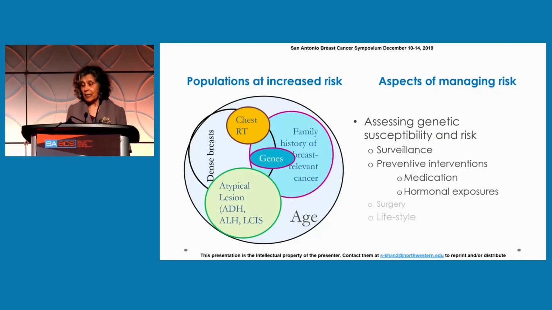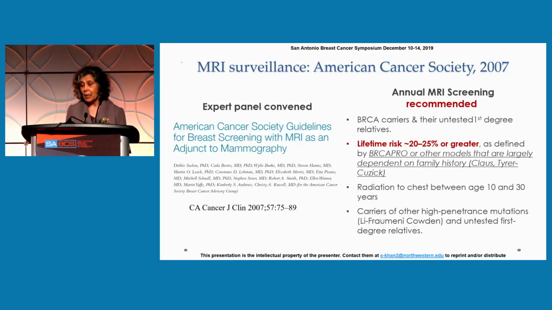So assessing genetic susceptibility obviously is the starting point, and estimation of risk, and then surveillance and preventive interventions, medication and hormonal exposures, they all play into the optimal management of this population, where we hope to manage their risk, to reduce it to the greatest extent possible, to find their cancers early if they're going to occur, and to advise them about the best strategies to accomplish this. So where we start often is with MRI surveillance once the risk has been determined.